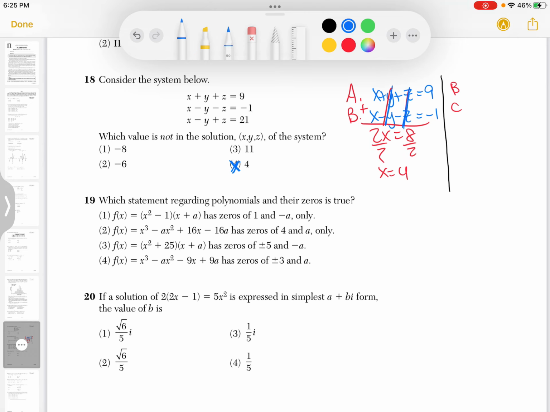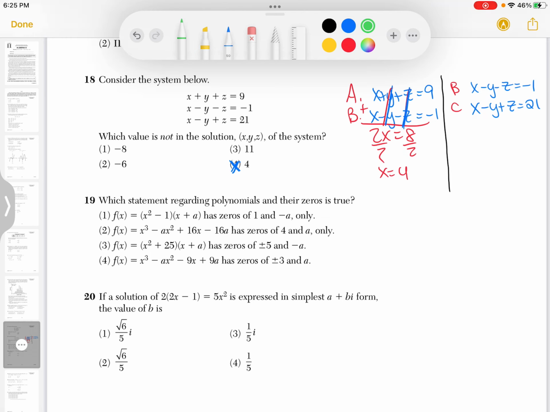So you'll notice now if I pick B and C, I have x minus y minus z equals -1, and I have x minus y plus z equals 21. Now, if I go to add these together right now, only the z's will cancel. However, if I instead, and I'd end up with a 2 by 2, I could create another 2 by 2 and do it that way.